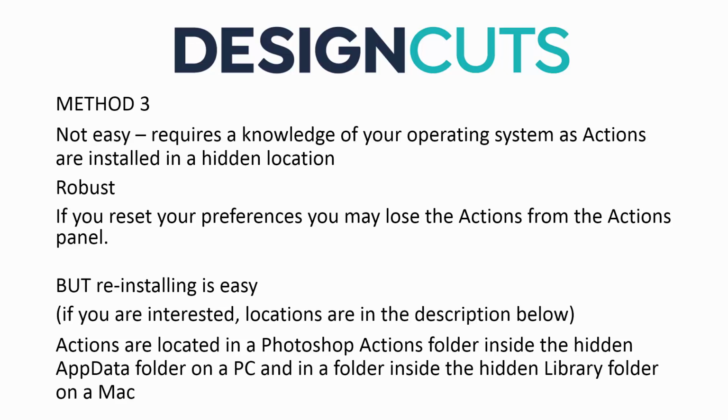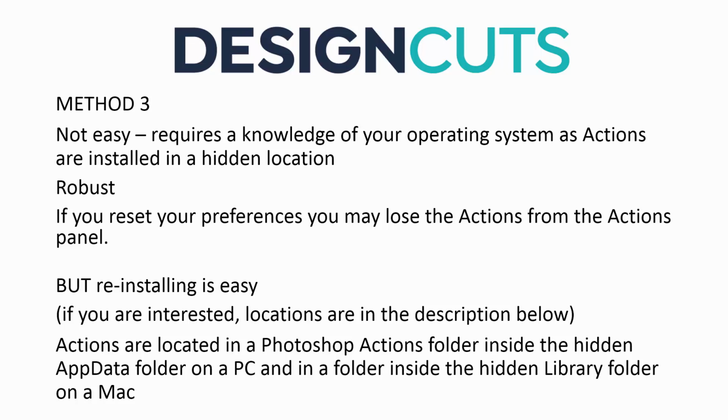The third method isn't easy. It does require a knowledge of your operating system because actions are going to be installed inside a hidden location, and you have to be able to find that hidden location. It is, however, a very robust method. Now, as with the other methods, if you reset your Photoshop preferences, you might lose the actions from the Actions panel. There's no way of getting out of that. But reinstalling the actions will be easy. If you're interested in this method, the locations are in the description below.